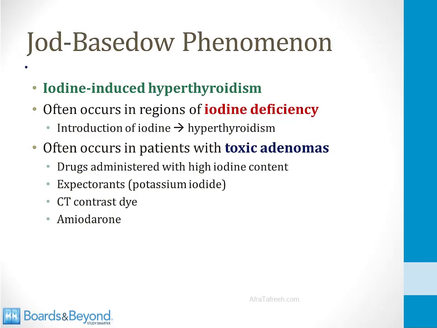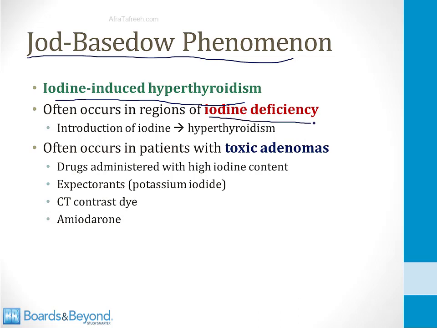Moving on, let's talk about other causes of hyperthyroidism, and I'll start by talking about the Jod-Basedow phenomenon. This is iodine-induced hyperthyroidism. This often occurs in regions of the globe where patients are chronically iodine deficient. If you introduce iodine into the diet, some patients will develop hyperthyroidism. Many of these patients probably have toxic adenomas, and when you introduce iodine into the diet, those adenomas begin overproducing thyroid hormone.